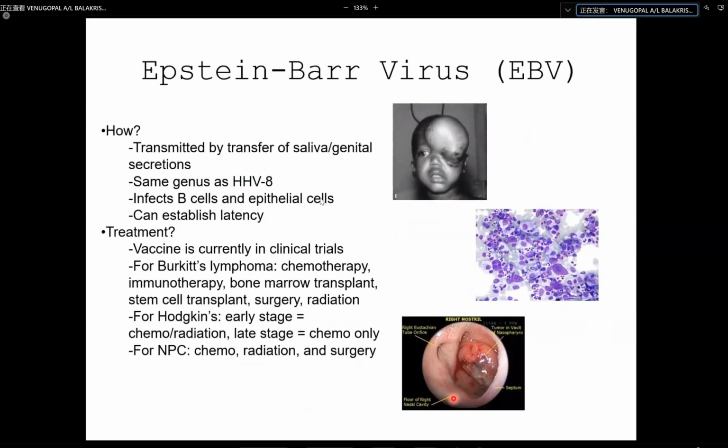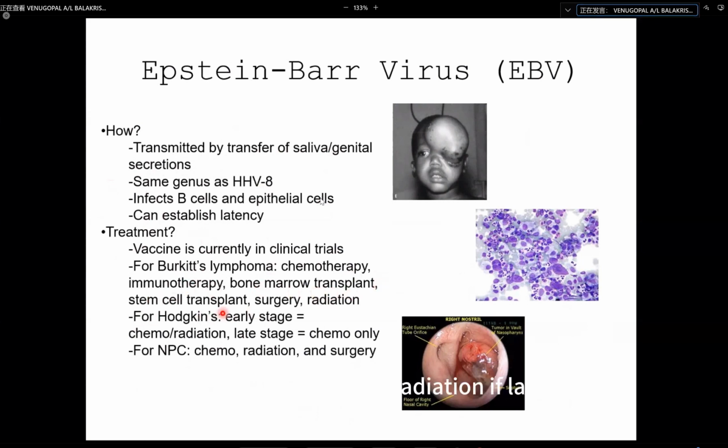So how? It can be transmitted by transfer of saliva and genital secretion, and is the same genus as HHV-8. In fact, it infects B cells and epithelial cells and can establish latency very easily. For treatment, a vaccine is currently in clinical trial. For Burkitt lymphoma: chemotherapy, immunotherapy, bone marrow transplant, stem cell transplant, surgery, and radiation.